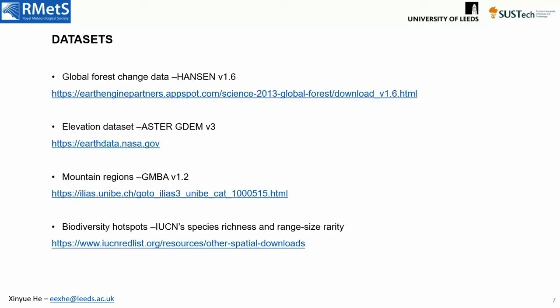We used 4 types of datasets in this study, including Hansen's forest cover change data, elevation data from ASTER Global DEM, GMBA mountain definition, and IUCN's resulting maps for species richness and range rarity.